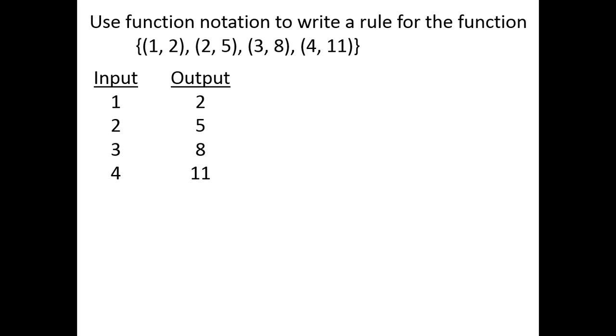Now if you look at the outputs, you'll notice that the outputs form an arithmetic sequence: 2, 5, 8, 11. To get from one of those numbers to the next, we add 3. So let's use some of the notation that we used when we were working with sequences. We can say that a sub 1, the first term, is 2, and a sub 2, the second term, is 5, and the third term is 8, and the fourth term is 11.